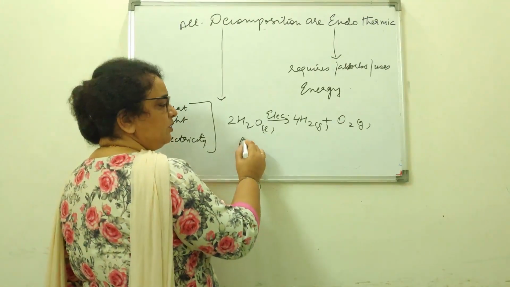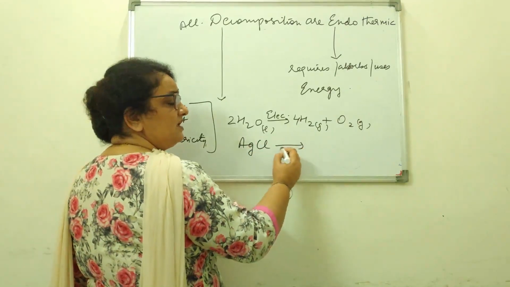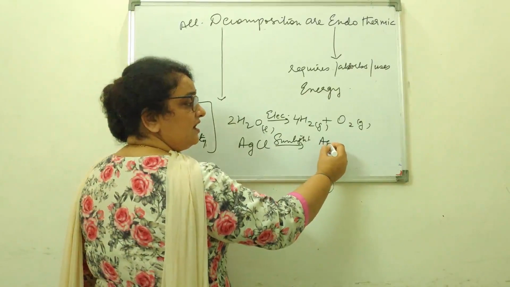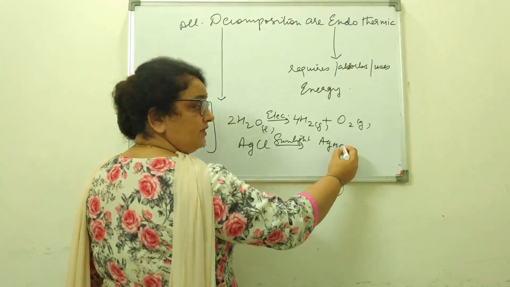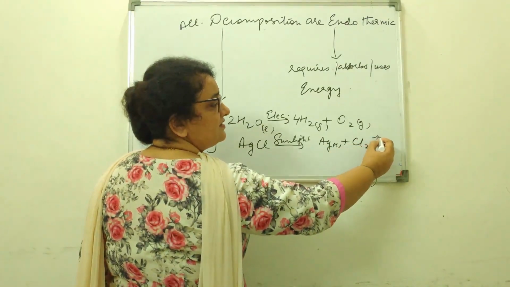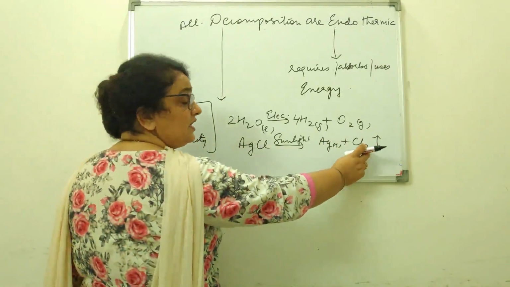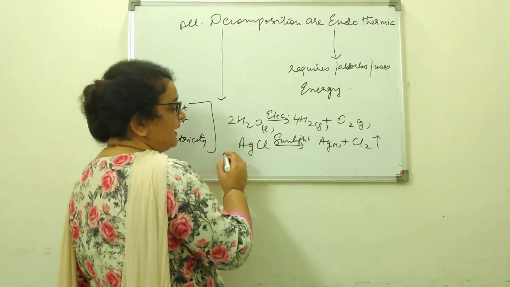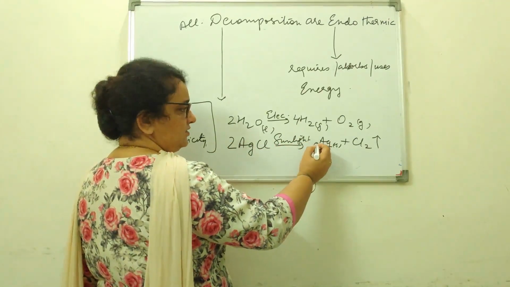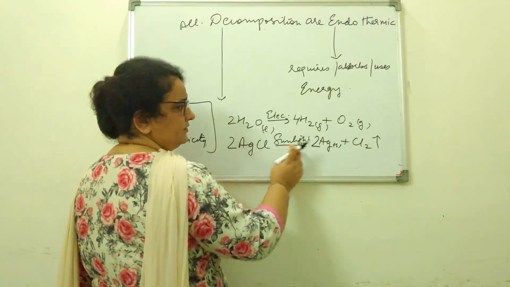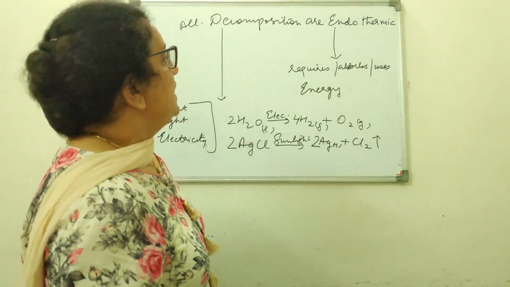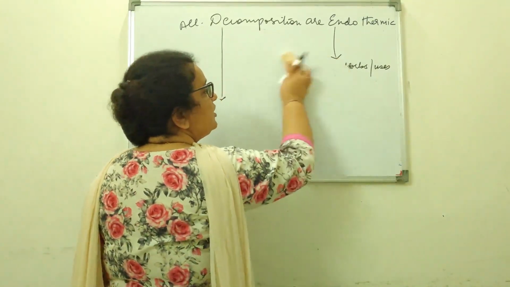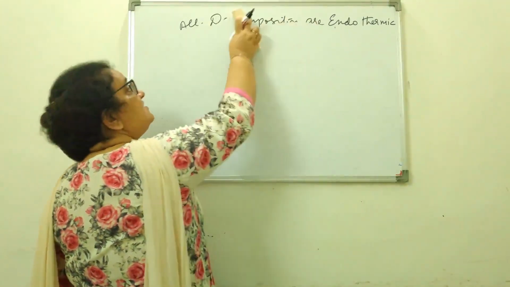Okay, let's take silver chloride. If silver chloride is exposed to sunlight, we get a grey color compound, that is silver, and chlorine gas is evolved. This arrow indicates evolution of gas. This is a white color salt. Again you balance it, 2 and 2. Is it fine? Yes.